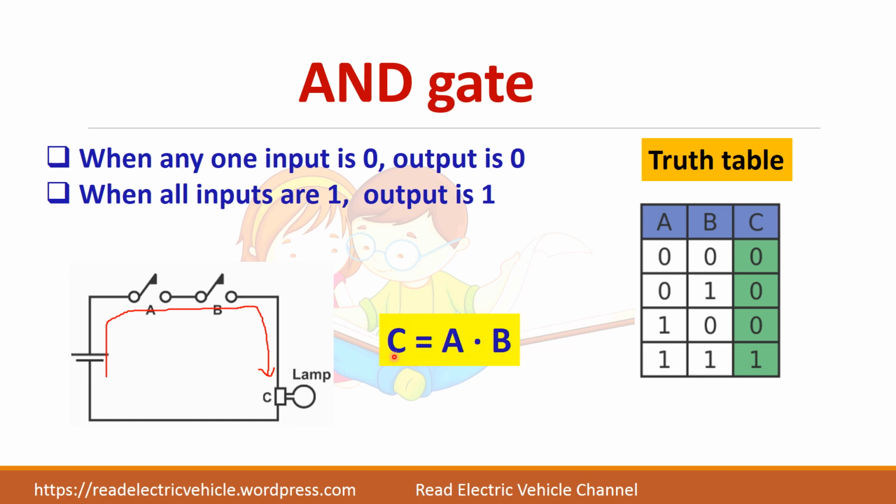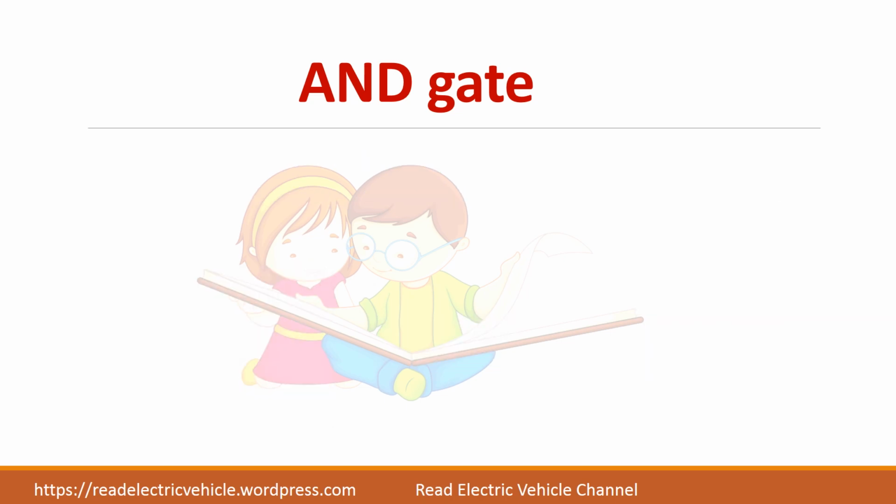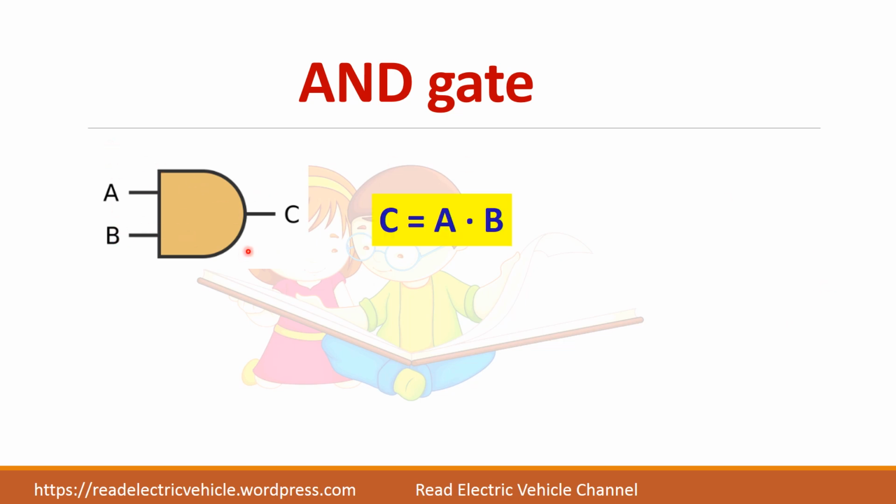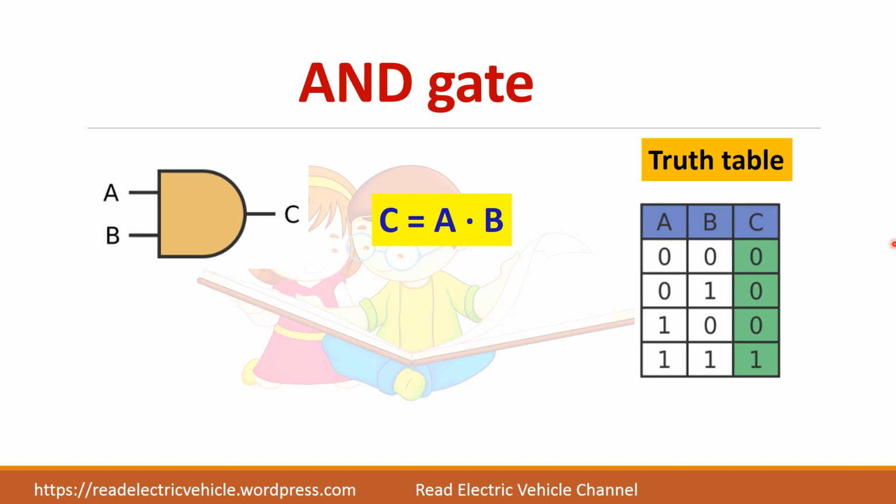So, output C is equal to A dot B. If any one is 0, output will be 0, because this is a multiplication symbol. So you are multiplying these two. When one input is 0, output will be 0. So this is the symbol of AND gate. C is equal to A dot B, and this is the truth table. When both the inputs are 1, output is 1.